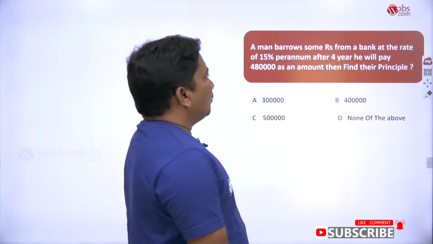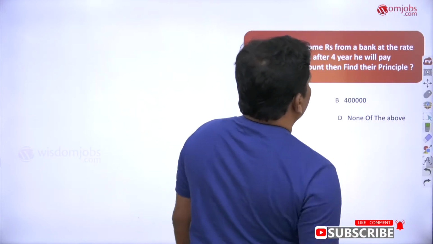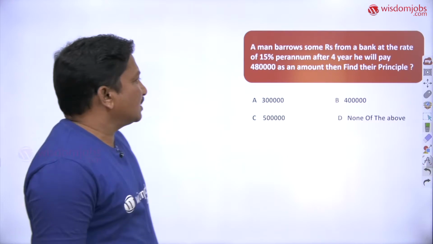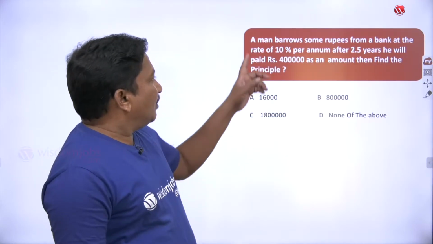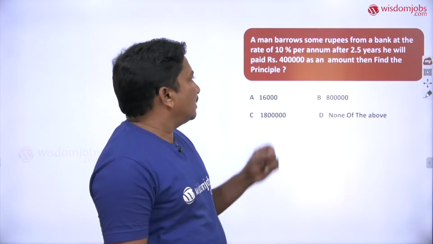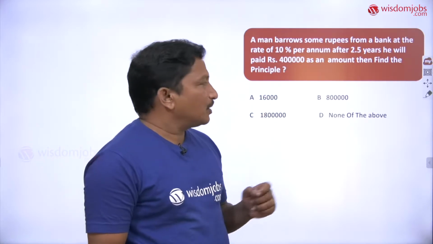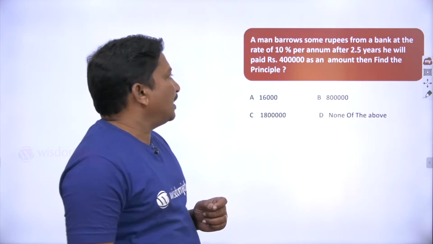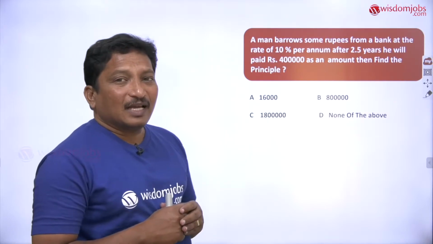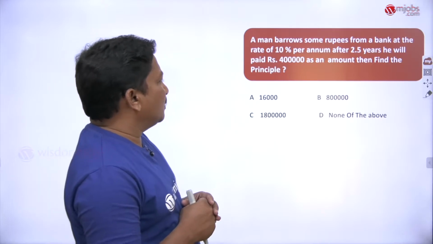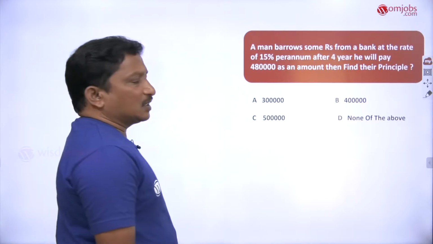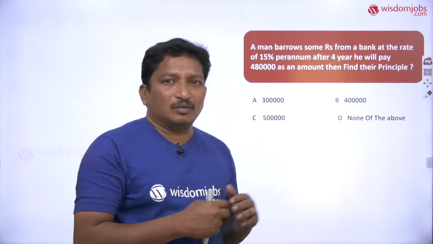The question is: a man borrows some rupees from a bank at the rate of 10% per annum. After 2.5 years, he will pay 4 lakh rupees as the amount. Then find the principal. Actually, that is the question, but there was a mistake in the question, so let me change the question and its answer.